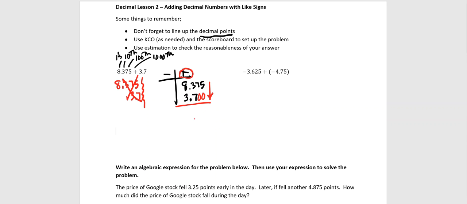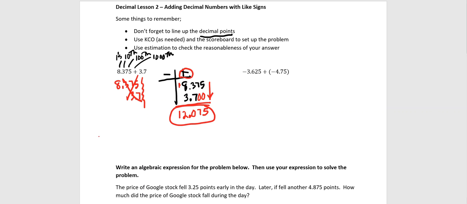So we know 5 plus 0 is 5. 7 plus 0 is 7. 7 plus 3, whoops, something's going wrong there. 7 plus 3 is 10, but I need to carry. Okay. And then 8 plus 1 is 9, plus 3 more is 12. So I should get 12.075 as my final correct answer.